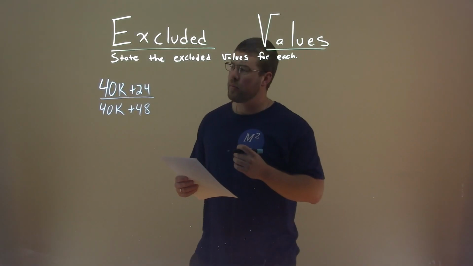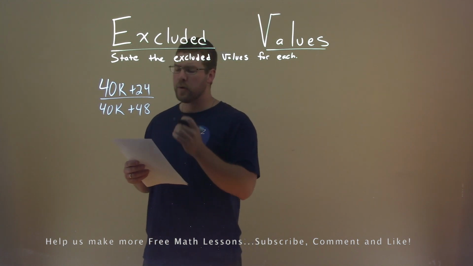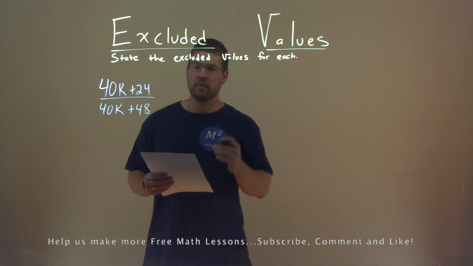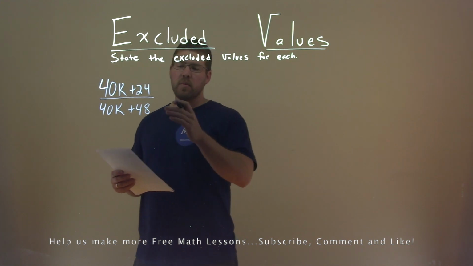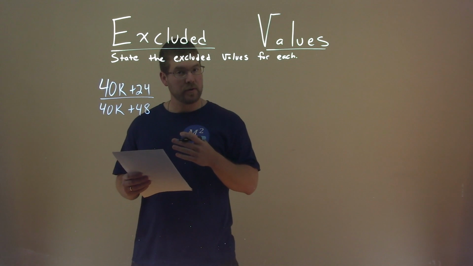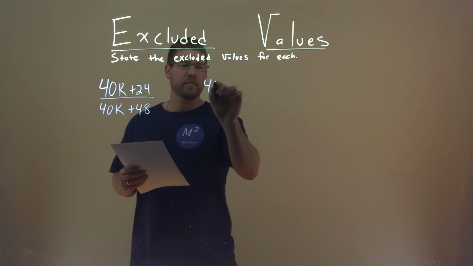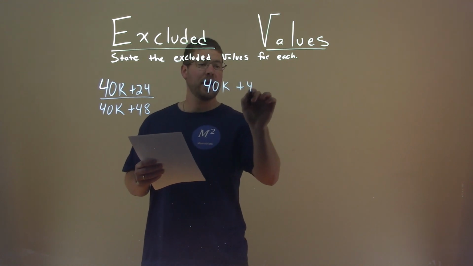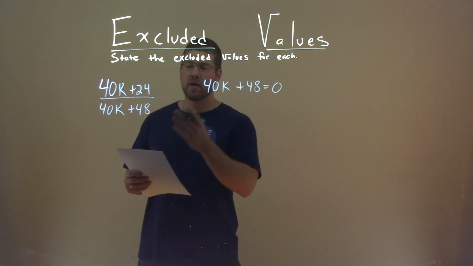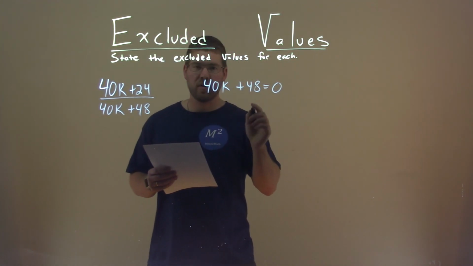We're given this problem right here, 40k plus 24 over 40k plus 48, and we need to state the excluded values. Well, we know we cannot divide by 0, so if 0 is in the denominator, there's our excluded value. So we take our denominator, 40k plus 48, and we're going to set it equal to 0 to find the k value that causes the denominator to equal 0. So let's solve for k.